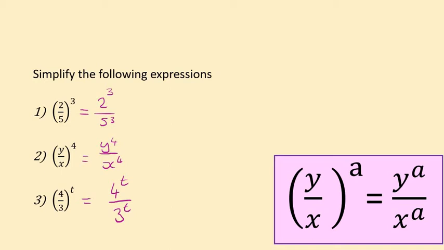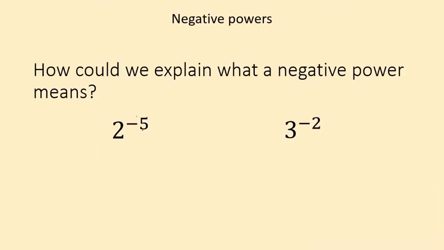Okay, so that's rule number 2, and the last rule, I said we're going to learn 3 rules today. The last rule is a negative power. Last lesson we did see some negative powers, and I said not to worry about these, and we'll explain what these mean. Now's the time to understand what these mean. So how can we explain what a negative power means?